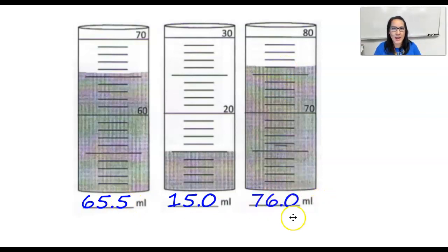So each of these readings has 3 significant figures. One is certain and one estimated digit.